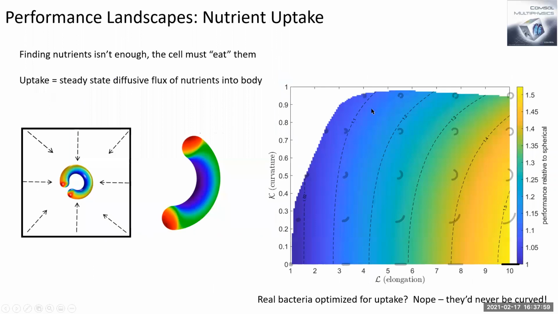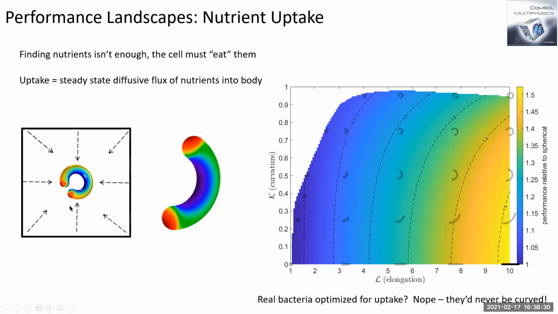So what other tasks might these bacteria be optimal for? Well, you're chemotaxing toward a food source. That's not enough. You actually have to be able to eat the food. So if you think about small molecules that have to diffuse into a cell in order to be quote unquote eaten, we can call that nutrient uptake. And I modeled that here in COMSOL. It was the easiest thing to do.